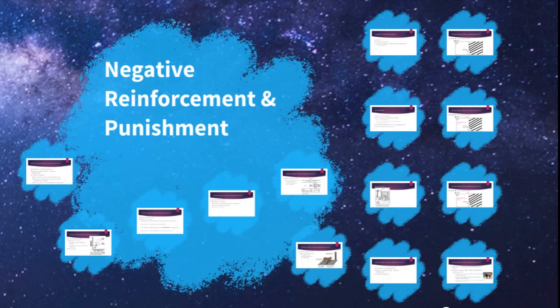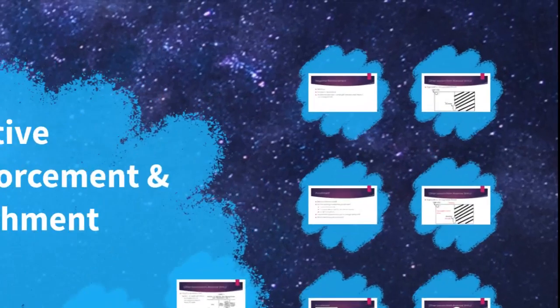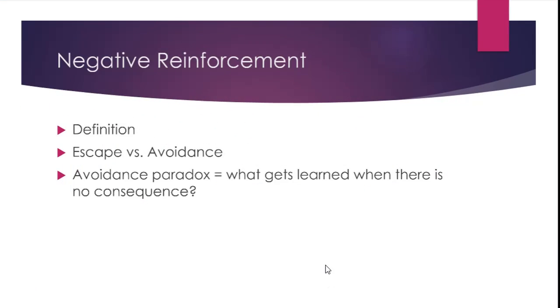Okay, in this video we're going to talk about negative reinforcement and punishment. So remember the definition of negative reinforcement, right? The behavior in this case removes or prevents the occurrence of an aversive stimulus. So the negative part is removing or preventing an aversive stimulus. And because the aversive stimulus is terminated or prevented, that reinforces or strengthens the behavior in the future.